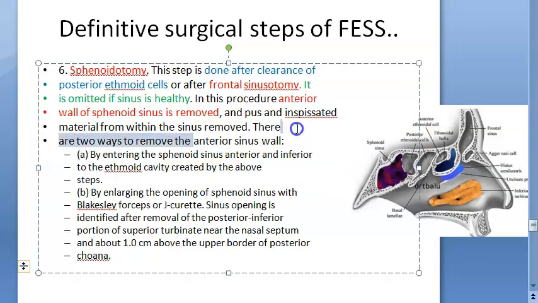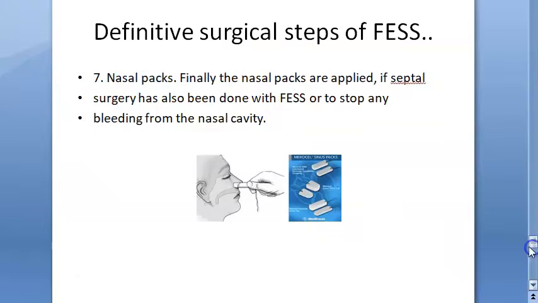How will you remove the anterior sinus wall? You will enter the sphenoid sinus anterior inferior to the ethmoid cavity. You will enlarge the opening of the sphenoid sinus with this Blakesley forceps and J curette. Okay, so there are a lot of details here. You can look at that if you want.